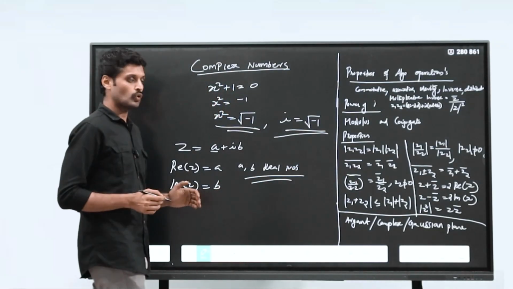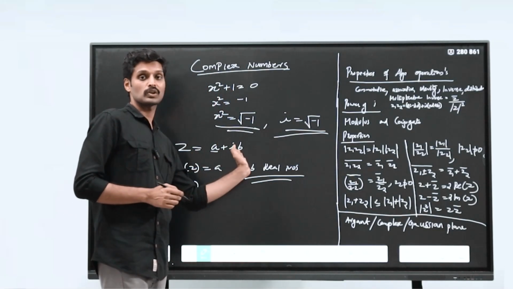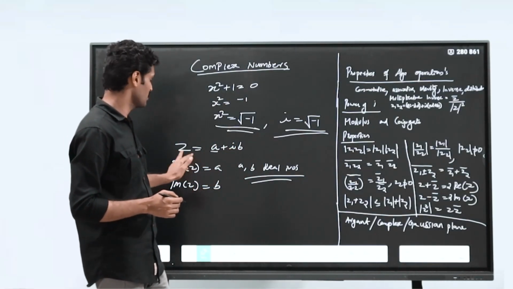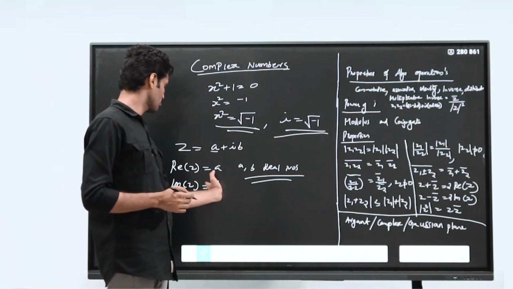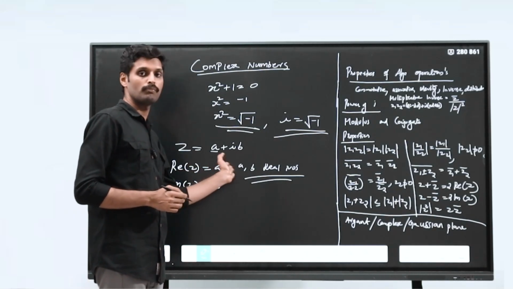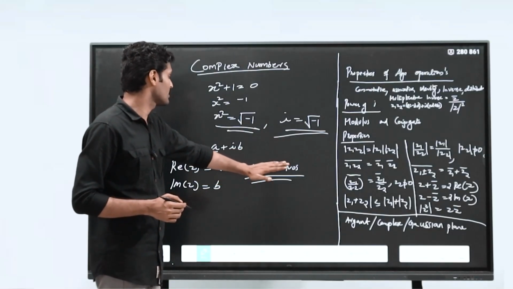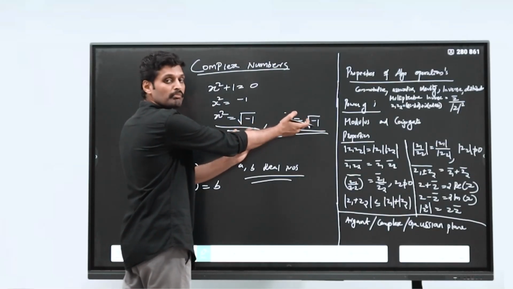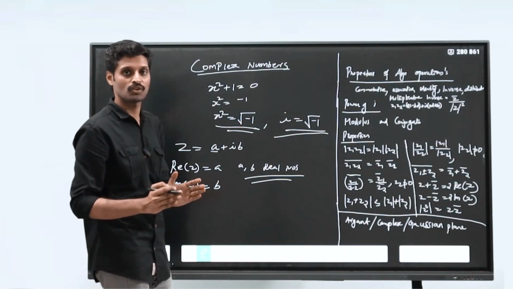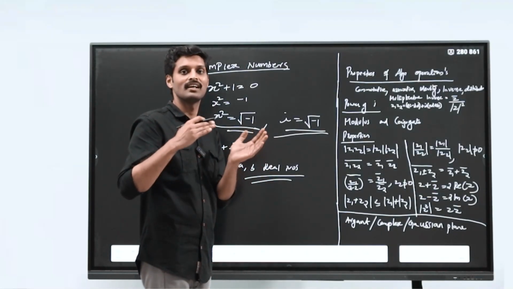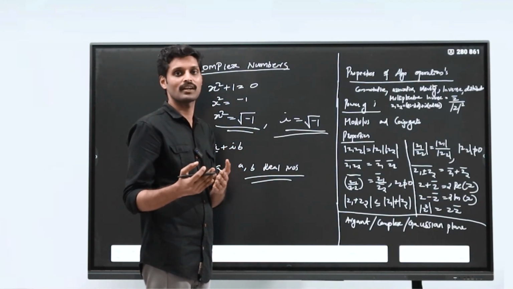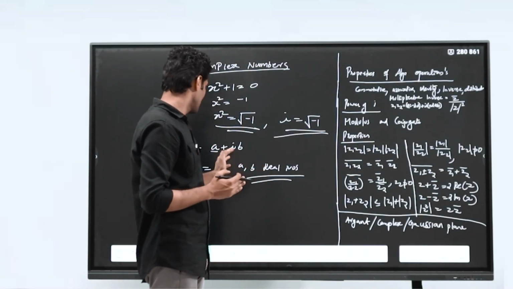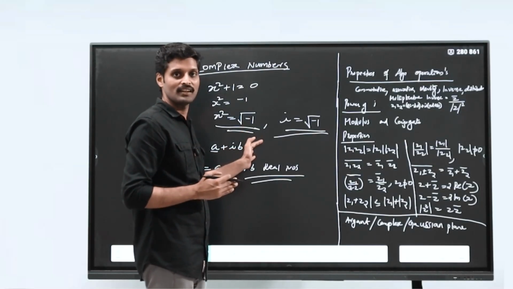So a complex number is a number which can be expressed in the form a plus ib, where a is the real part, Re z equal to a, and the imaginary part is Im z equal to b, where a and b are real numbers, and i or iota equal to root of minus 1. This is a complex number. In fact, a complex number is a superset of real numbers. We can express a complex number in the form of real plus imaginary number.